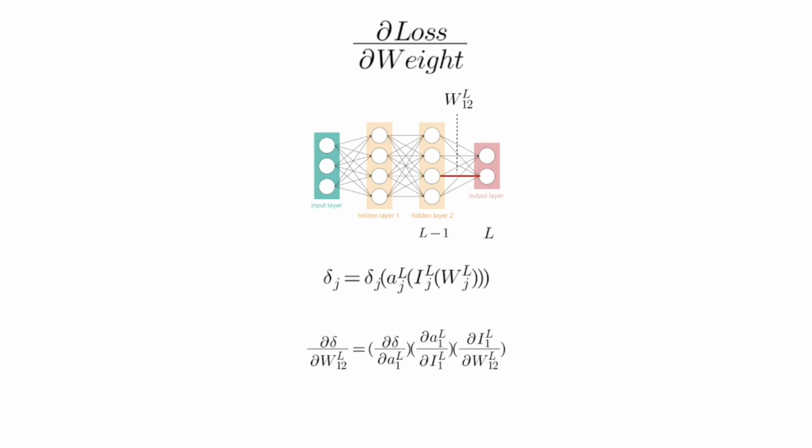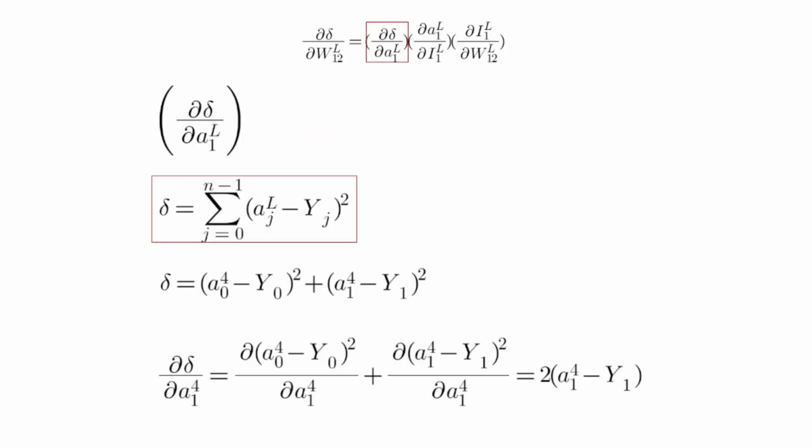Now using the chain rule, the derivative of the loss function with respect to the weight that connects node 2 in layer L-1 to node 1 in layer L will be equal to the derivative of the loss with respect to the activation output of node 1 in layer L, multiplied by the derivative of the activation output of this node with respect to the input of node 1 in layer L, multiplied by the derivative of this input with respect to our weight.